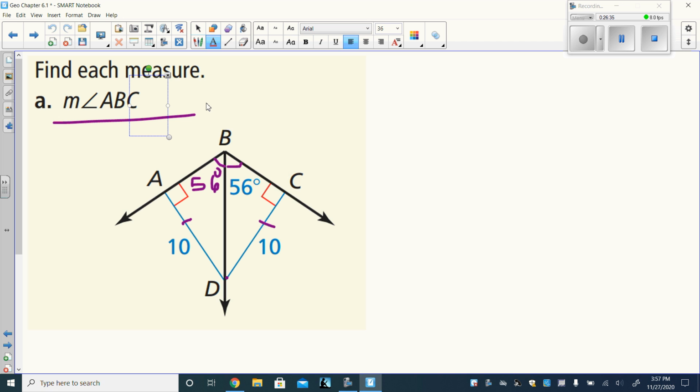Well, that's not too hard to get, because if I want to find the whole angle, I just need to add the two parts together. And our two parts are going to be 56 plus 56. If we add those two together, we can do that in a calculator, it would be 112 degrees. And that's all we'd have to do to find the value of that big angle that it wanted.